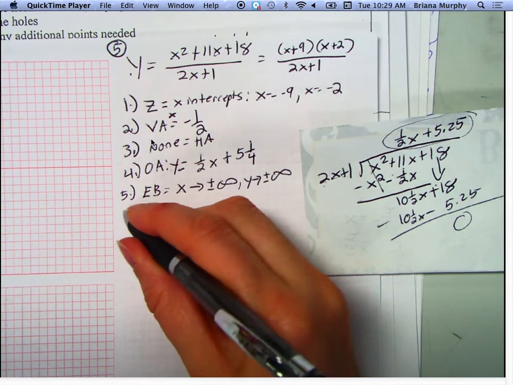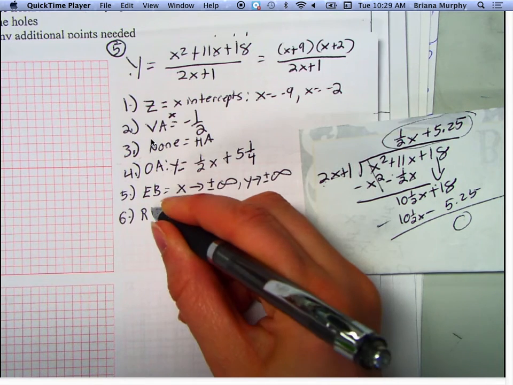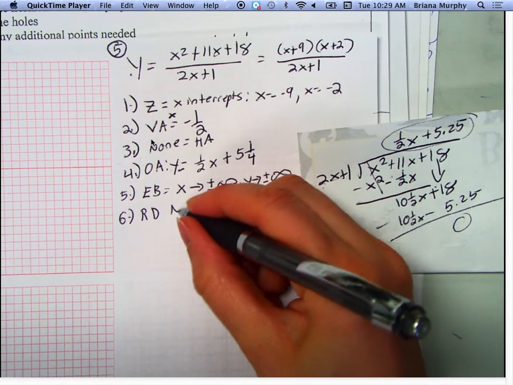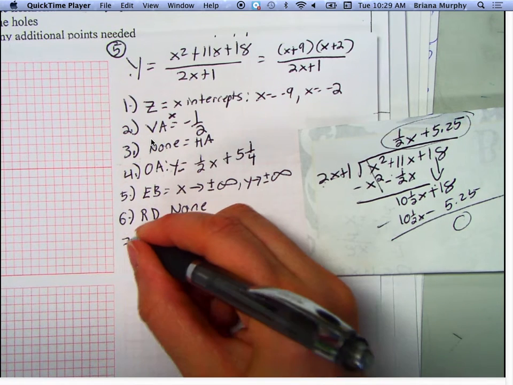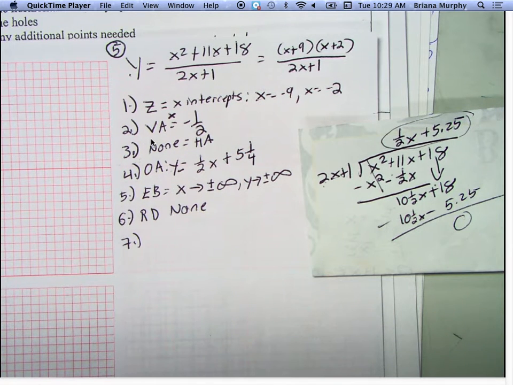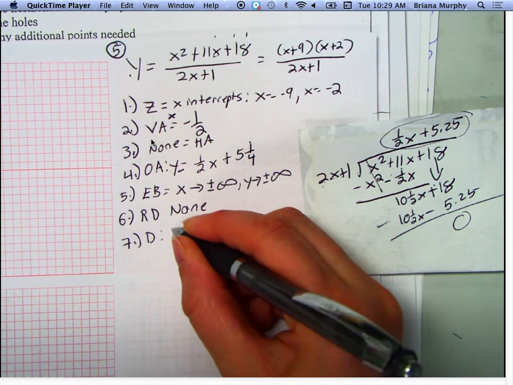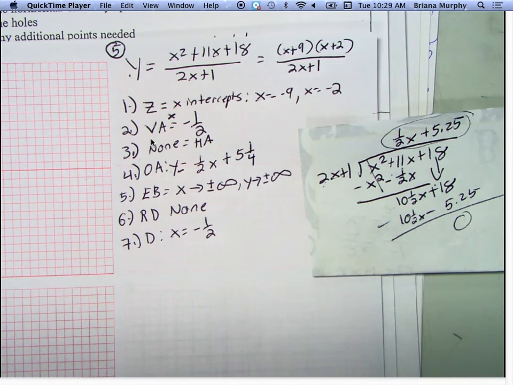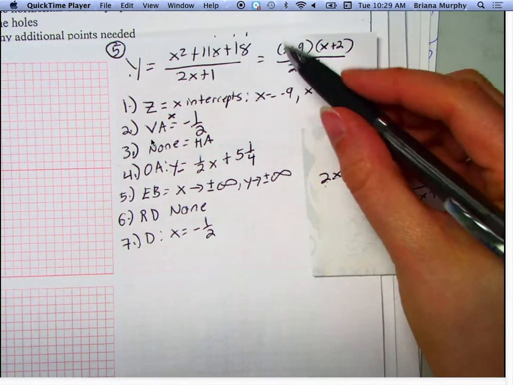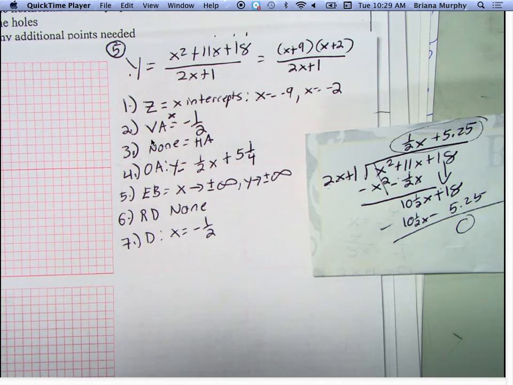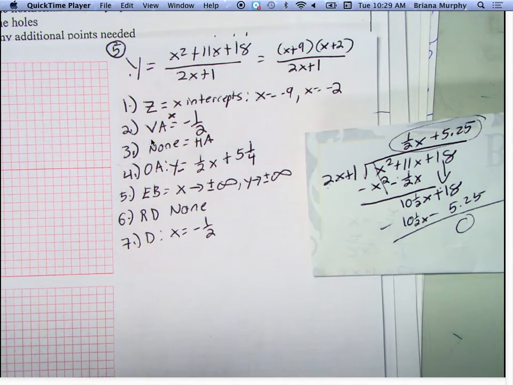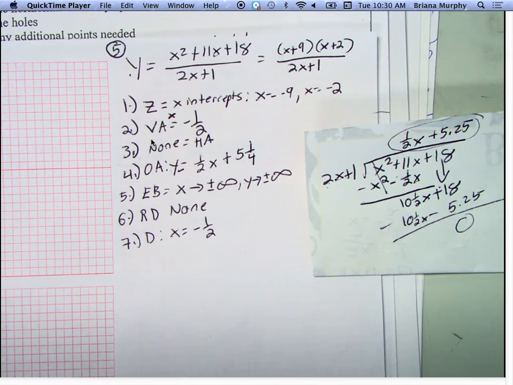All right. 6. Is there any removable discontinuity? None. 7. Discontinuity. Negative 1/2. Is there anything I could have canceled out because it's on the top and the bottom? Any questions about 1 through 7 before we graph?